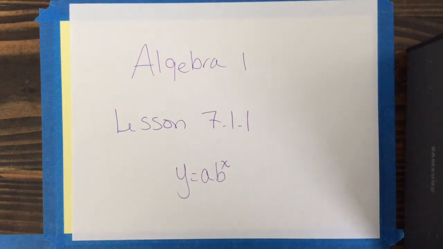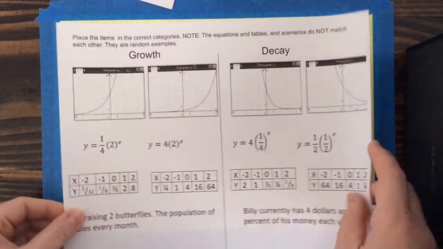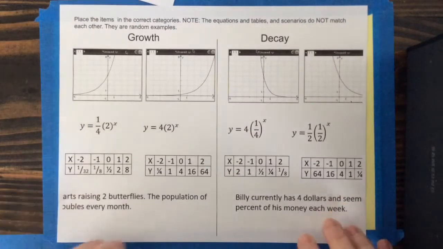Today's lesson is the first lesson of chapter 7. It is on exponential functions. So the first thing you were to do was a sort. Once you sorted the items, this is what you should have ended up with.